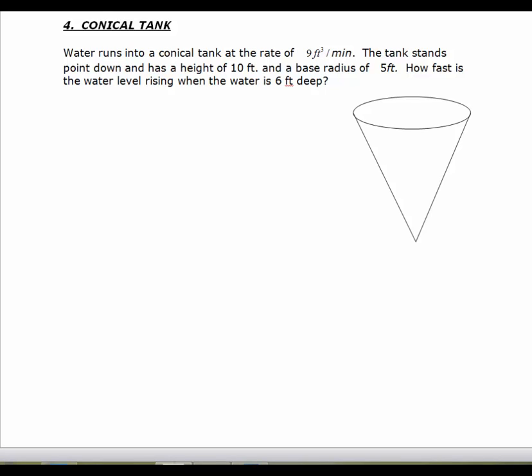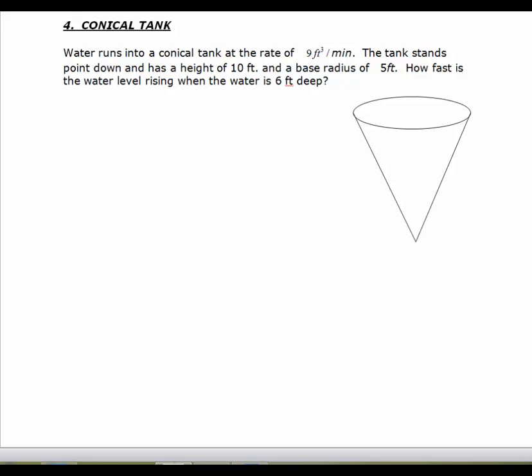This is the infamous conical tank problem, and you'll find this in almost every calculus textbook ever written. But it's a good one to see. So we've got water running into a conical tank at the rate of 9 feet cubed per minute. The tank stands point down, and has a height of 10 feet and a base radius of 5 feet. How fast is the water level rising when the water is 6 feet deep?